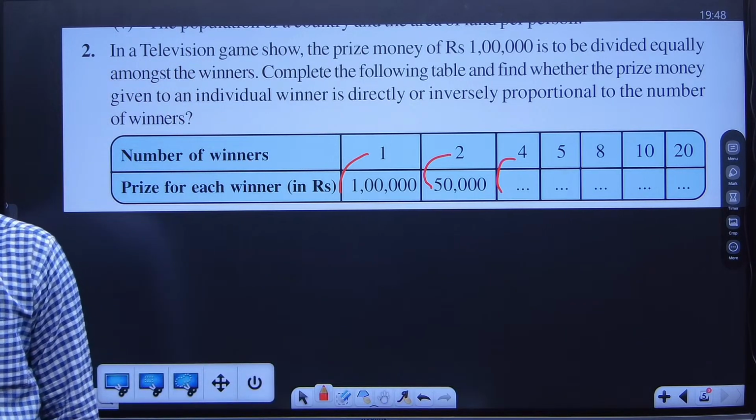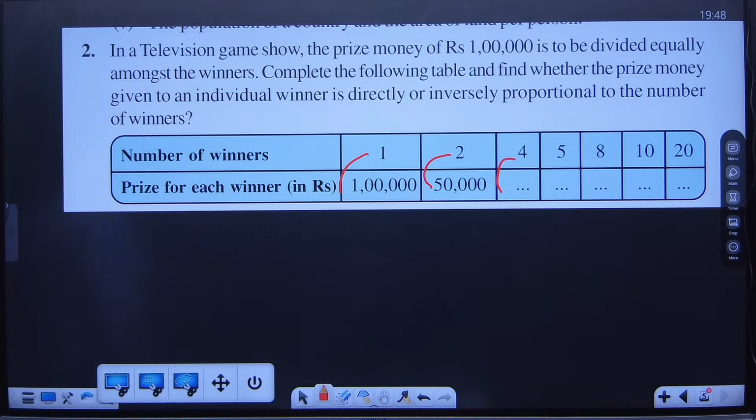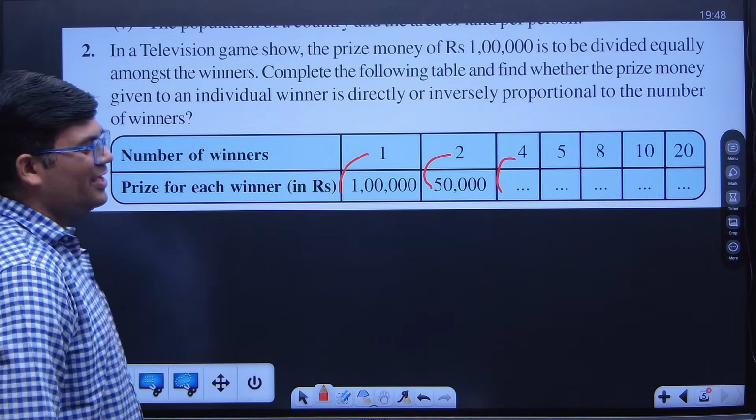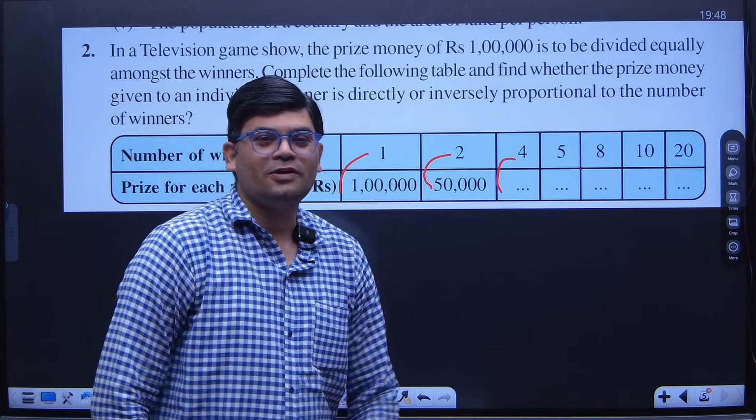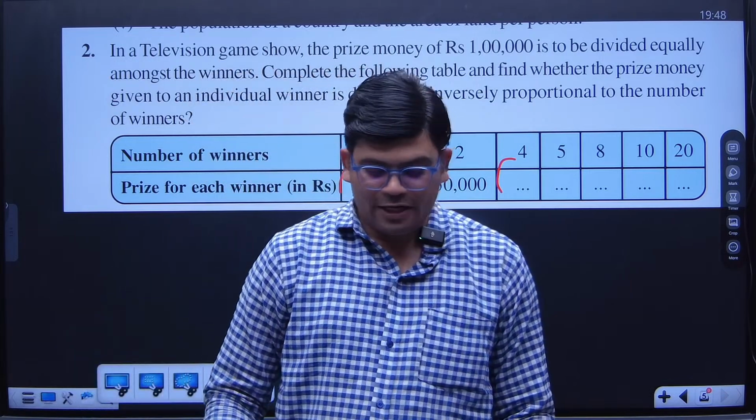One minute, sir. First of all, tell me, is this a case of direct or inverse proportion? Sir, we have to find that out. You have to find out. I don't know. Think, if the amount of money is fixed, okay. So let me put it that way.